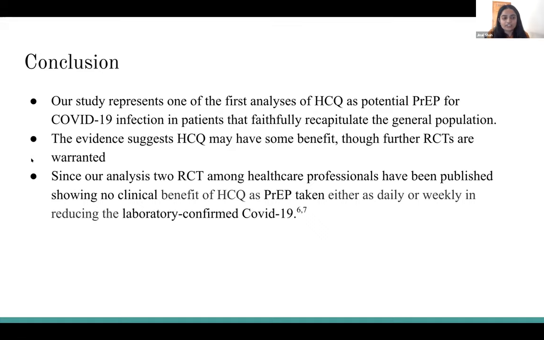And so we finished this analysis in late fall, but I just want to give an update that since then two RCTs have come out, just last month and in April, that show that within healthcare professionals, hydroxychloroquine had no effective treatment as a PrEP in reducing laboratory-confirmed COVID-19.